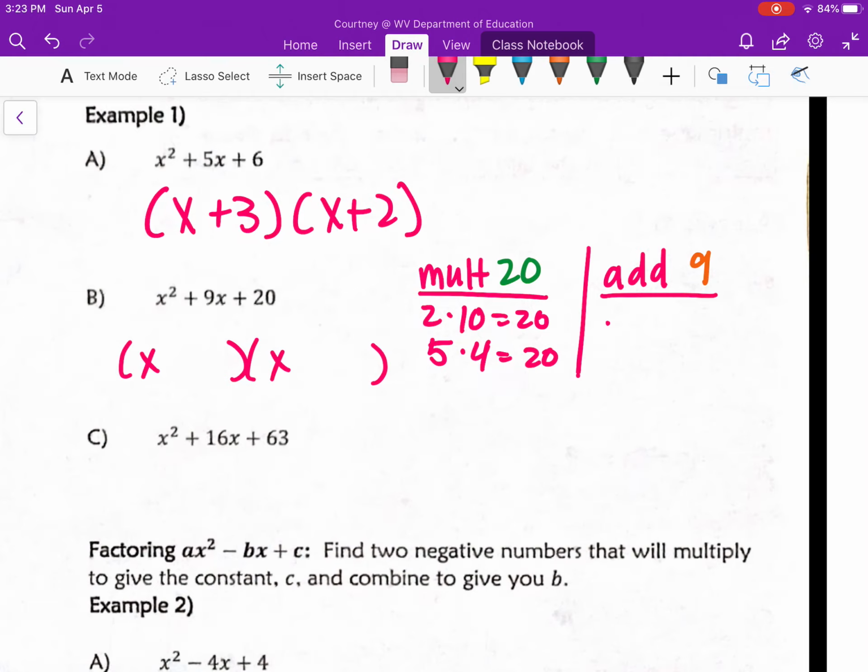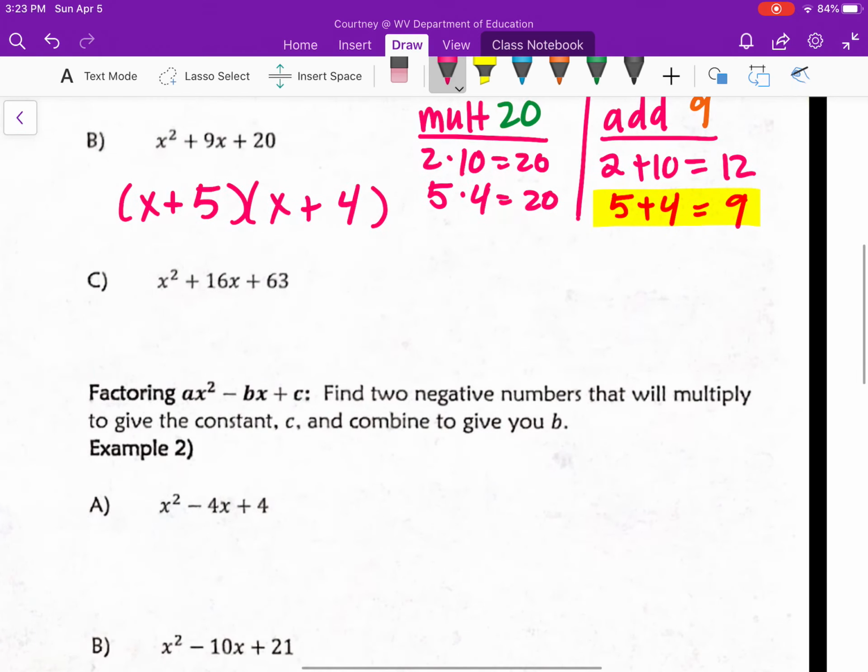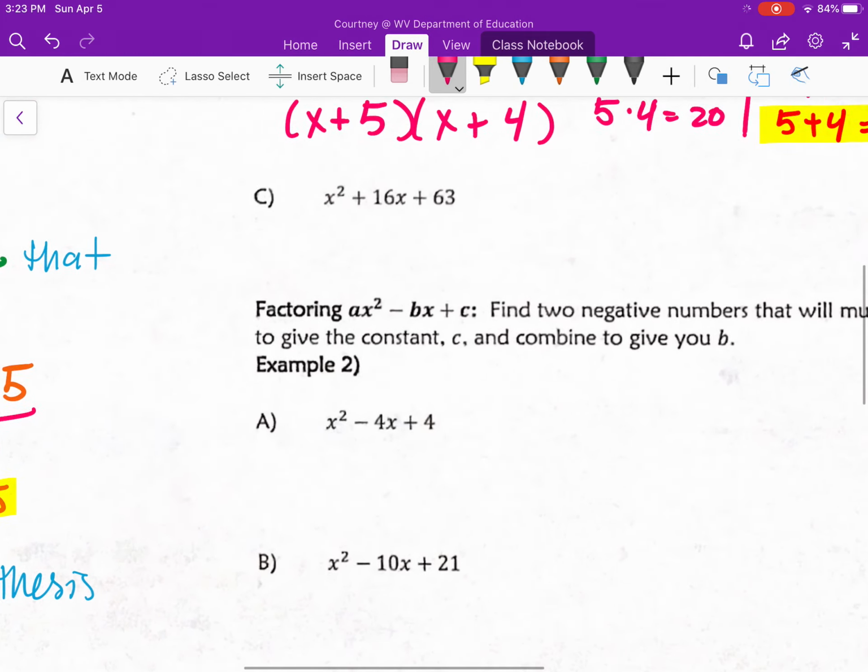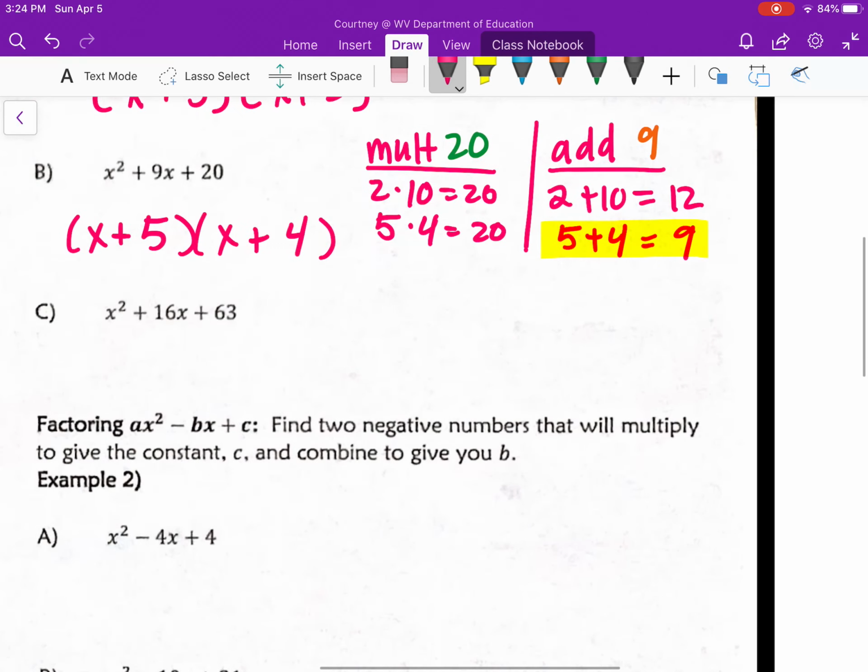Okay, well, let's look over here. 2 plus 10 is 12, but 5 plus 4 is 9. So 5 and 4 are our winners. If you wanted to check your work, you can always multiply it back, just like we did down here. We multiplied it back and see if you get the right answer.